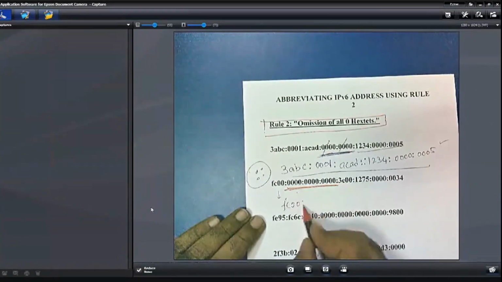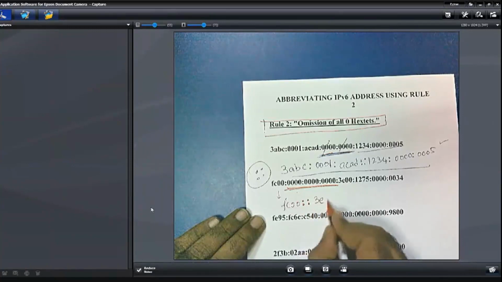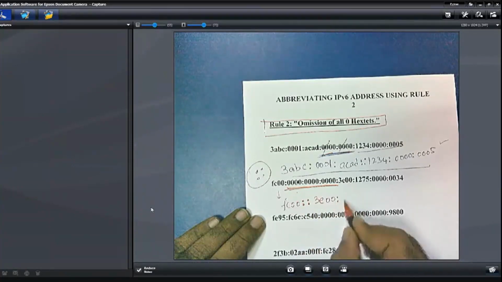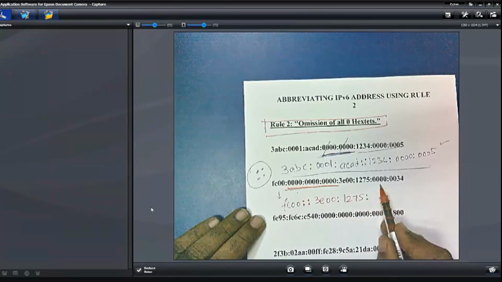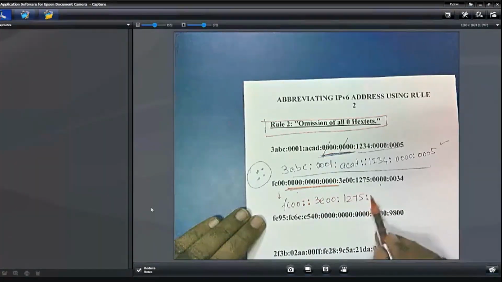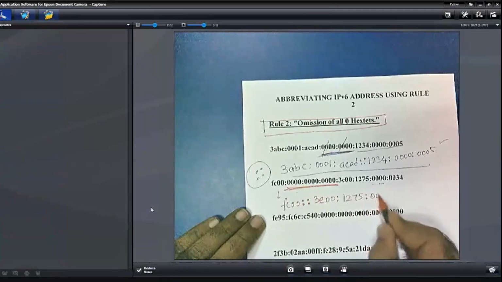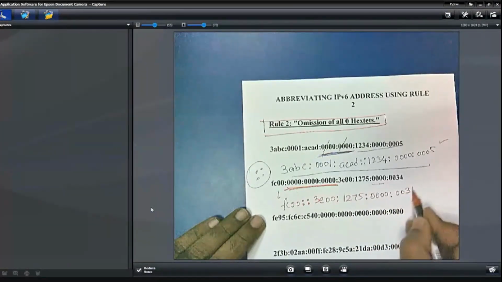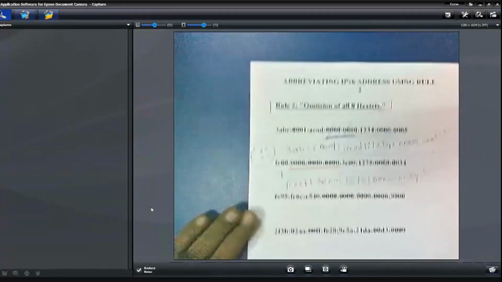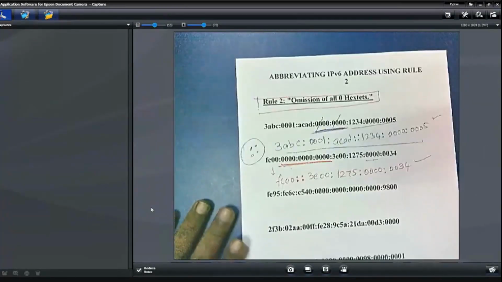So if I remove this, so colon, 3E00 colon 1275 colon. Okay, this you cannot remove now because only one place you can have double colon. You cannot remove this 0000. We are applying only rule number 2. Okay, this is the answer. So please check your answers with others.